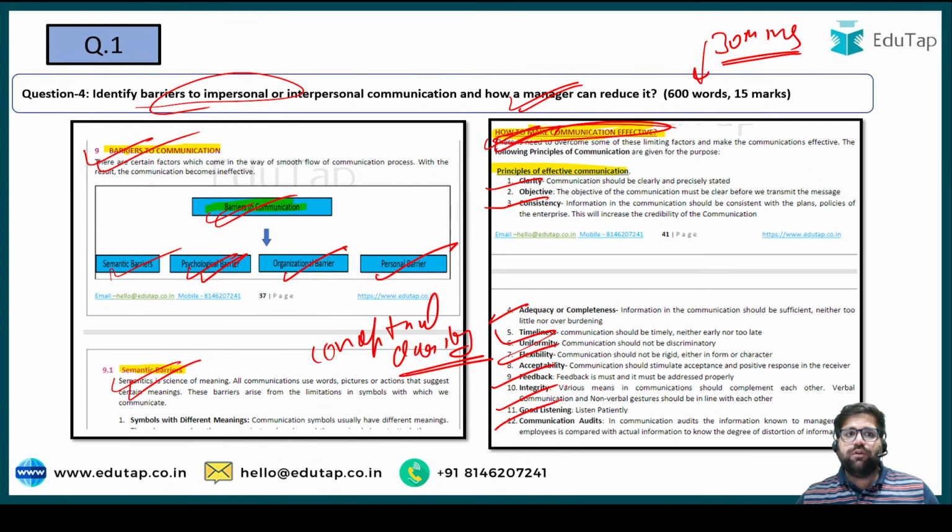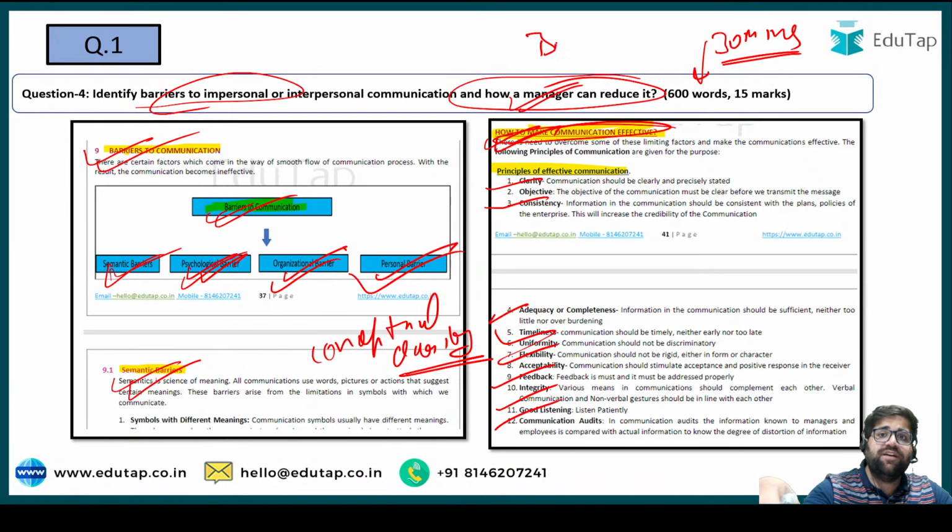So in this particular question, identify the barriers to interpersonal communication. First, you should define what communication is. Then you should tell what effective communication is. Then tell how different barriers exist under effective communication. Then when you are using the word barriers in the body part, tell about different categories of barriers in a very short and sweet manner, discuss some real life examples, and then move to the second component of the body, which is how a manager can reduce it.